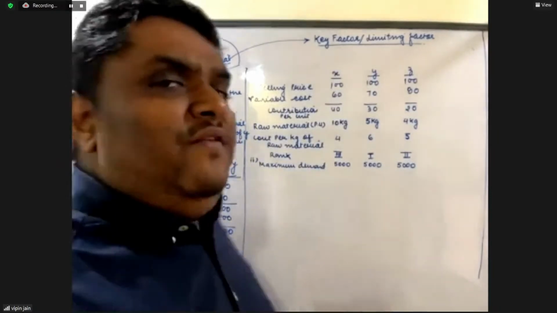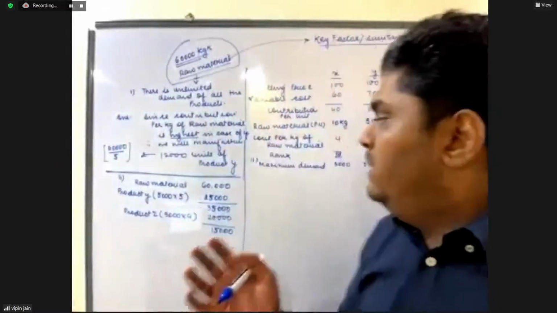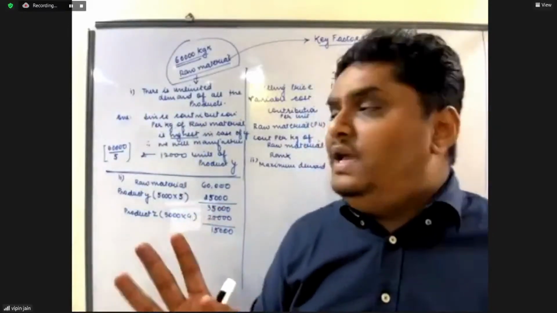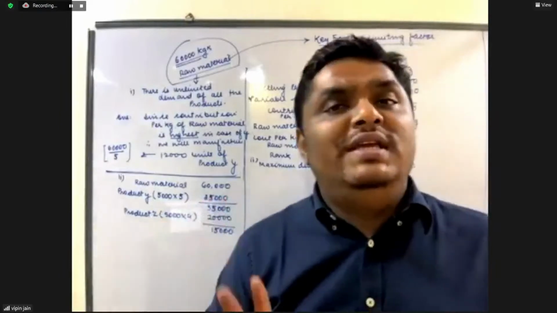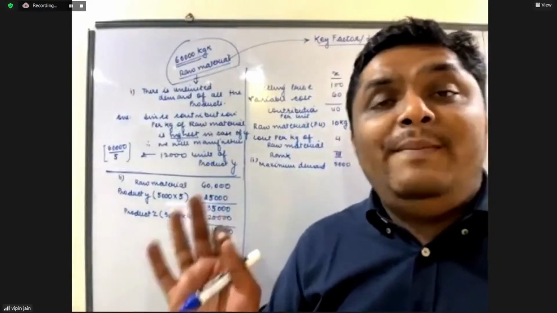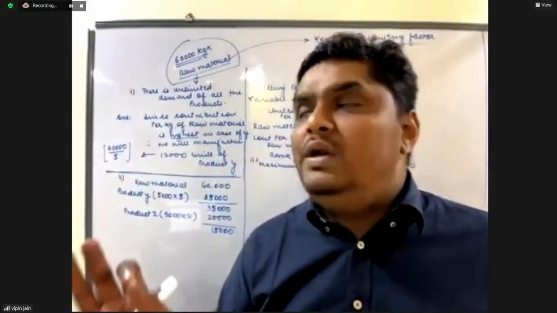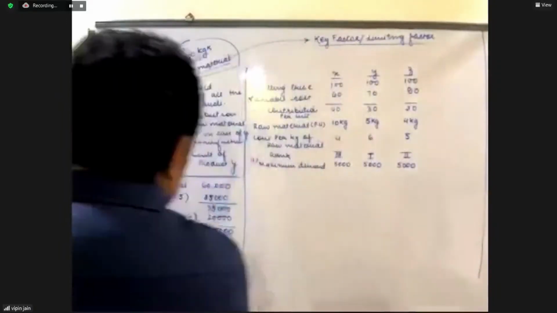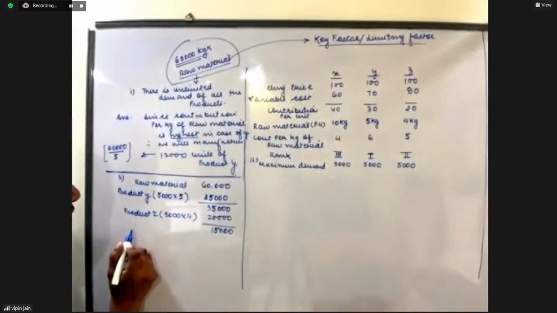Herein, to manufacture X, we need how much? 5,000 into 10, 50,000 kgs. But herein we have only 15,000 kgs in our hand. So we can max to max manufacture how many units? 15,000 divided by 10, that is for product X. We can manufacture only 1,500 units.